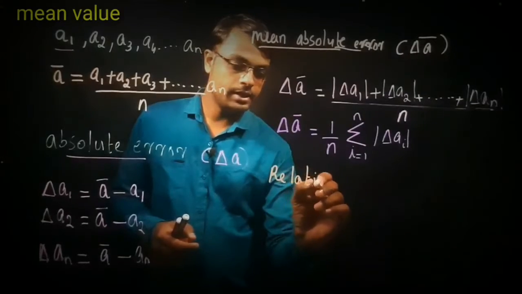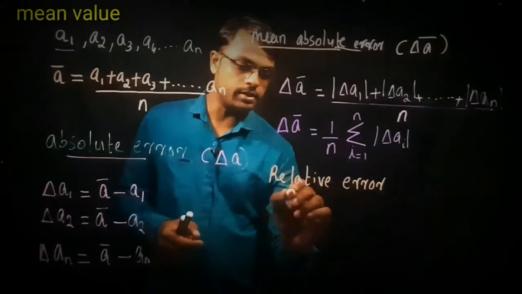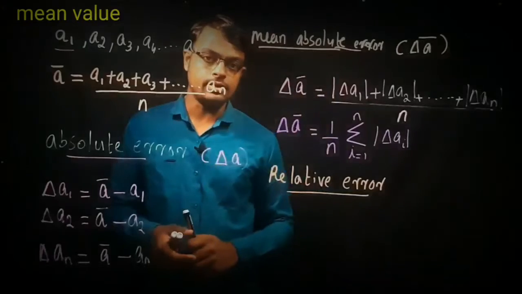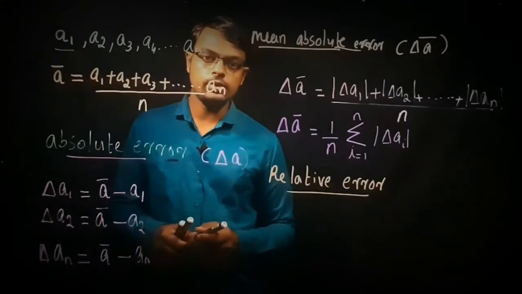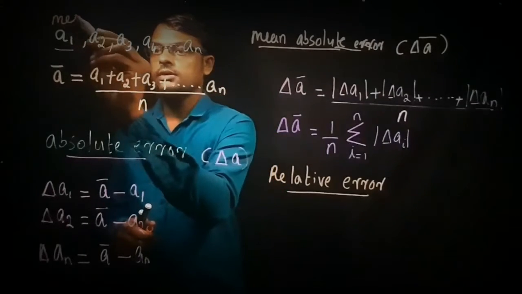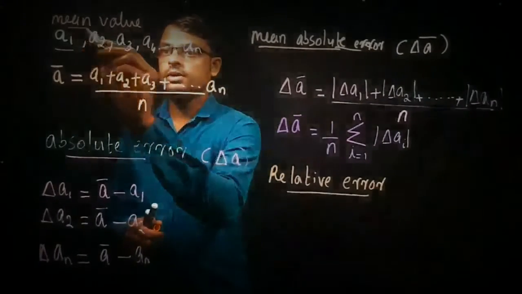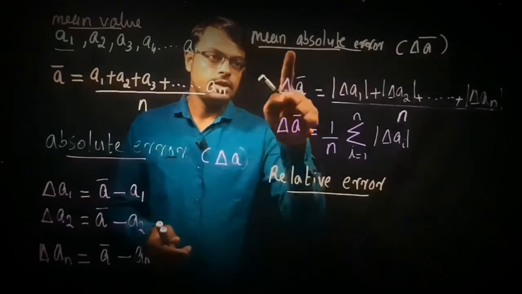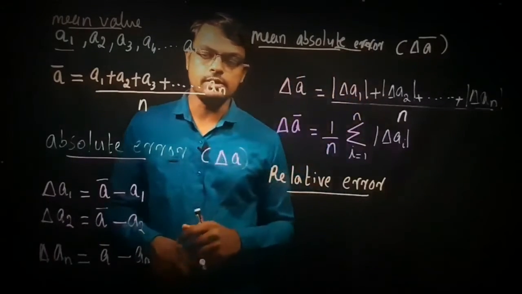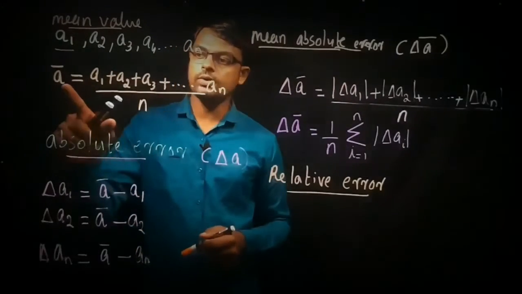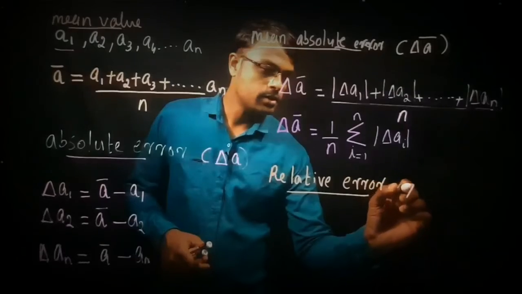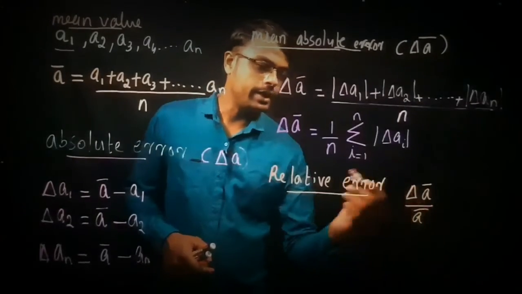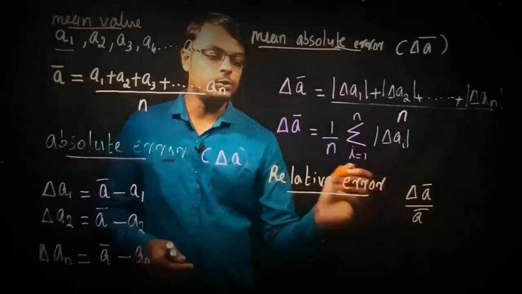What is meant by relative error? Relative error is the ratio of the mean absolute error to the true value. What is the true value here? That is the mean value. You can write here, this is the mean value. The true value can be treated as the mean value, or the mean value can be treated as the true value. So the definition once again: it is the ratio of the mean absolute error to the mean value. We have denoted the mean value as A bar. So write this equation as the mean absolute error delta A bar to the true value A bar. This is called the relative error.